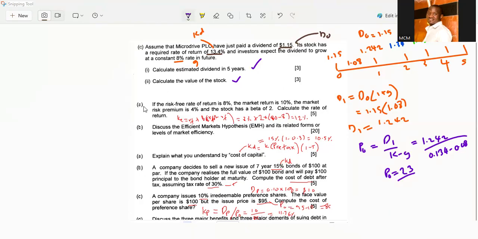So let's go to the second part. Suppose a risk-free rate of 8%, market return of 10%, market premium of 4%, and beta of 2. What is the rate of return? So this is clearly Gordon's. Gordon's model simply says that the risk-free rate plus beta times market return minus risk-free rate will give you the required rate of return. So here, risk-free rate is 8%. We put 8% plus our beta is 2, we put 2 times market rate 10% minus 8%, that is 2. So it will give you 12%. So this is how we find this.